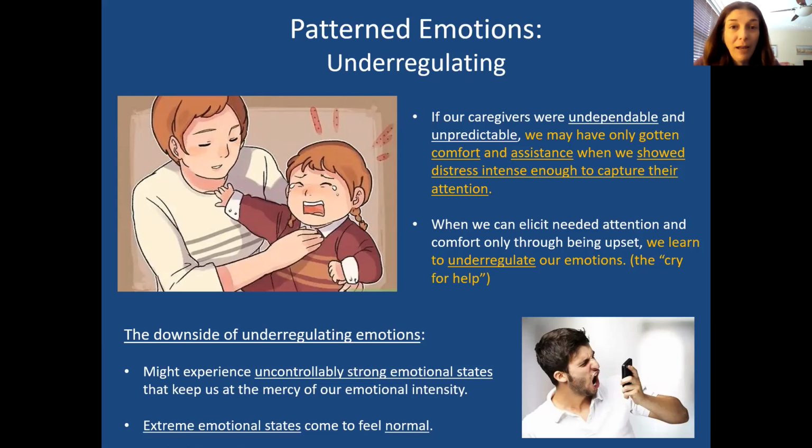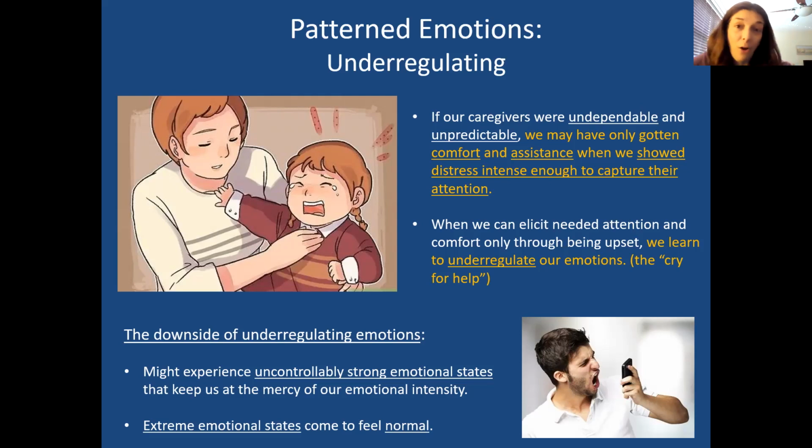If our caregivers were undependable and unpredictable, we might have learned that the only way to get a consistent response from them, or get them to finally pay attention to us, was to escalate our emotions. If I express a medium level of emotion, they may not really pay attention to me. But if I really show high levels of distress, then they finally come around and show me comfort. So they reinforce my patterning of escalating my emotions in order to get what I need, which might be comfort, help, or assistance.